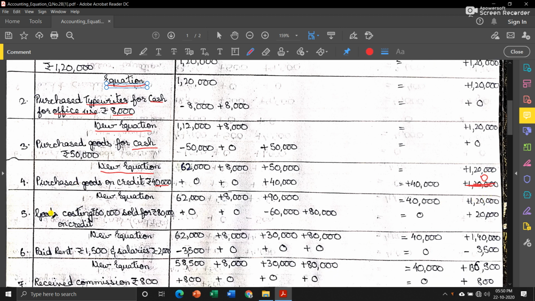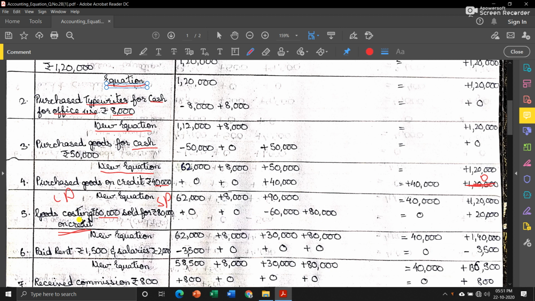Now in transaction number 5, goods costing 60,000 were sold for 80,000. That means this 60,000 is nothing but our CP, and this 80,000 is the selling price. Now when the selling price is more than the cost price, it means we had some profit. This transaction was a credit transaction, so nothing to do with cash, nothing to do with typewriter, but we sold goods worth rupees 60,000. That means 60,000 worth of goods we took out from our 90,000 of stock, so we will deduct 60,000.